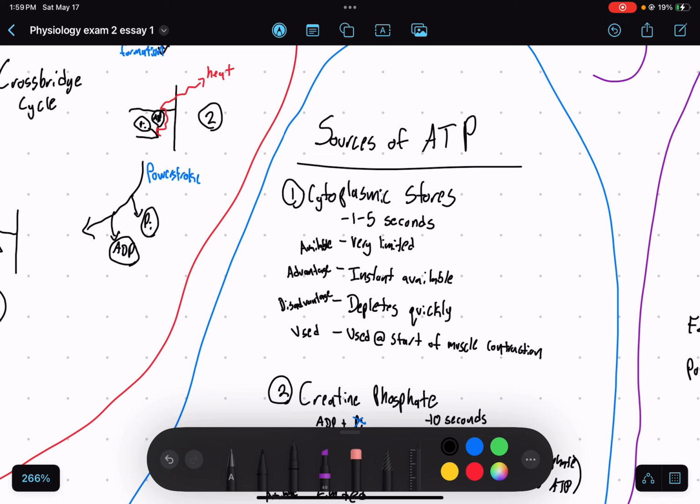This is available instantly, which is very nice. We can access it very quick, but it gets depleted very quick. As you can see, I wrote here.